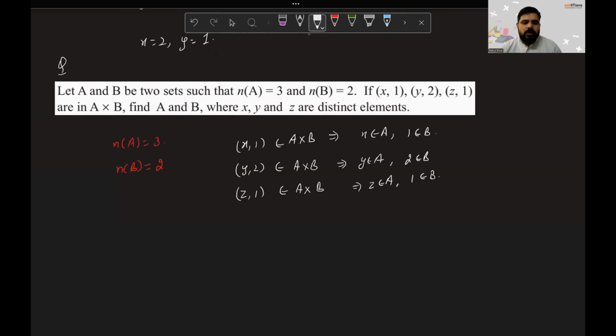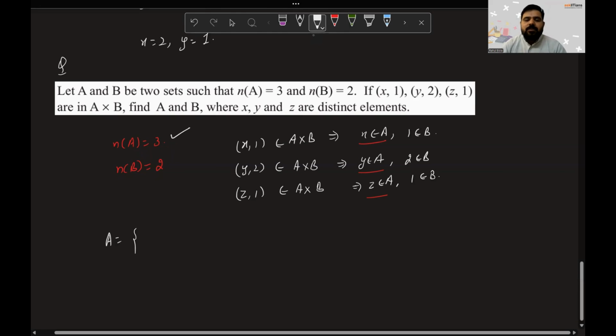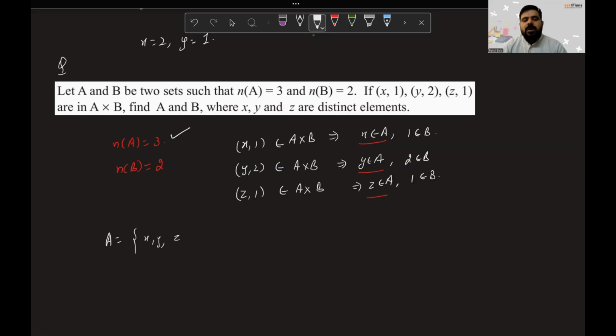Right. And it was also given to us that A has 3 elements. We can see from here x belongs to A, y belongs to A, and z belongs to A. So these 3 elements belong to A. We were given that set A has 3 elements only, and x, y, z are given to you as distinct also. So set A that we have is going to be {x, y, z}. This is your set A.